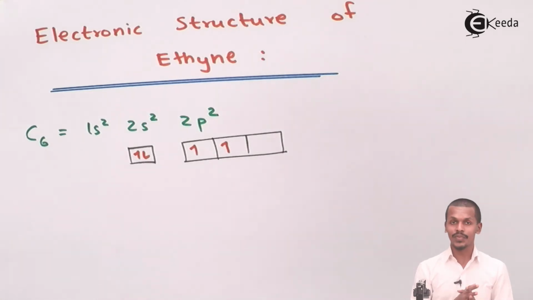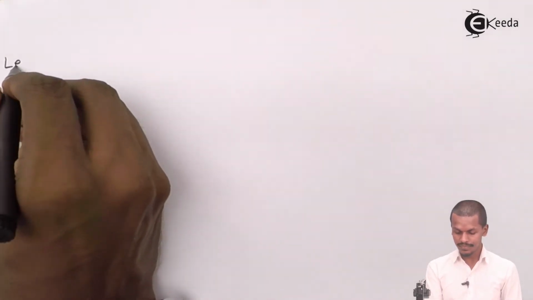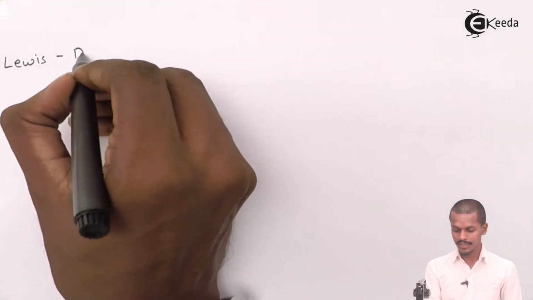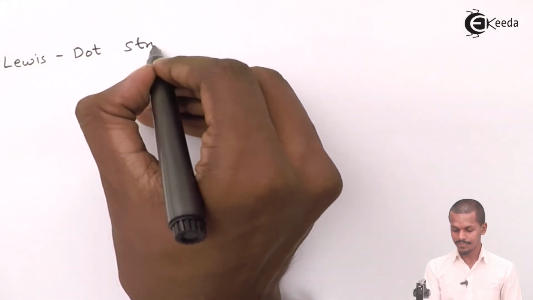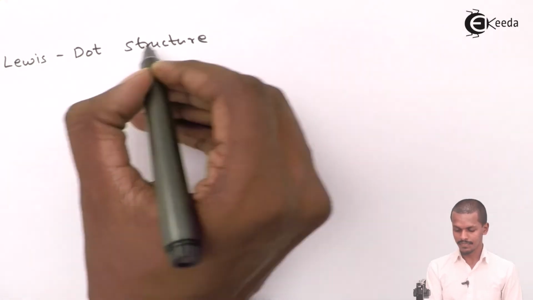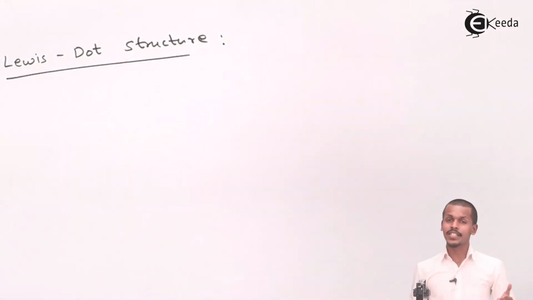In this carbon-carbon triple bond, one bond between the two carbon atoms is a sigma bond, while the remaining two bonds are pi bonds, and they are the weak bonds. Related to that, we are going to study the Lewis dot structure of ethyne. So starting with the first one, the Lewis dot structure, and this is for ethyne.